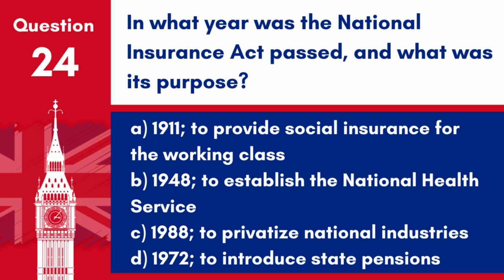Question 24. In what year was the National Insurance Act passed, and what was its purpose? A. 1911, to provide social insurance for the working class. B. 1948, to establish the National Health Service. C. 1988, to privatize national industries. D. 1972, to introduce state pensions.